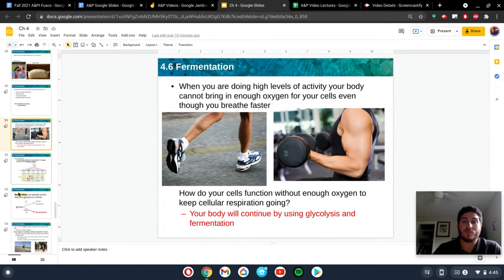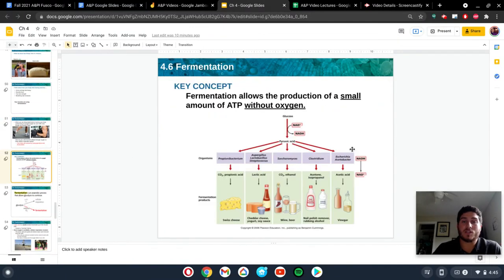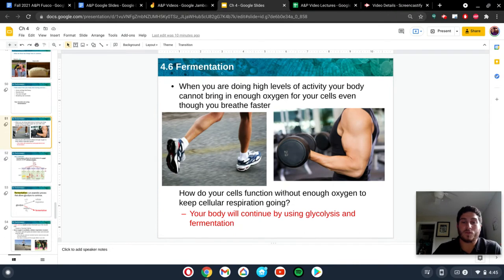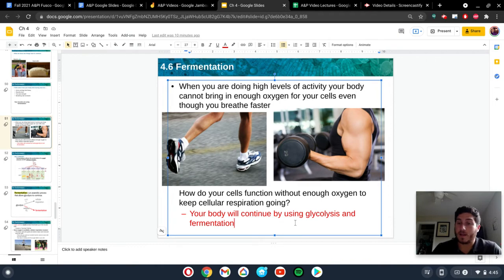When you are doing high levels of exercise, you just can't get enough oxygen, and therefore you're going to start to go through fermentation. Another way to look at fermentation is glycolysis, but continually. As mentioned, glycolysis is in the cytosol of your cells. It does not require oxygen. So in fermentation, you could just keep doing that glycolysis over and over again. You take glucose, you split it in half, you get a little ATP out of it. Is it a lot? No, but it's something. So your body can do that over and over again.